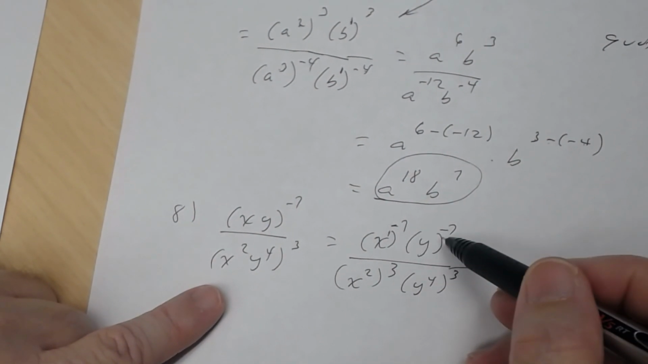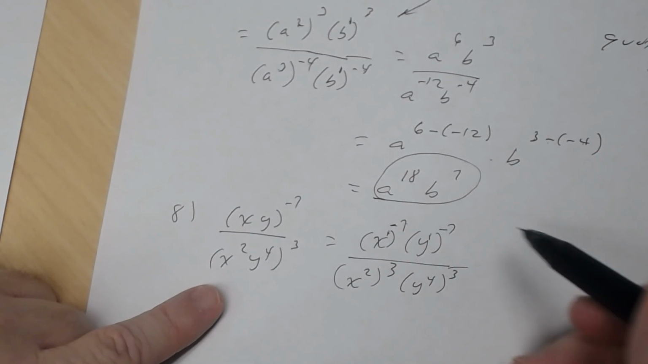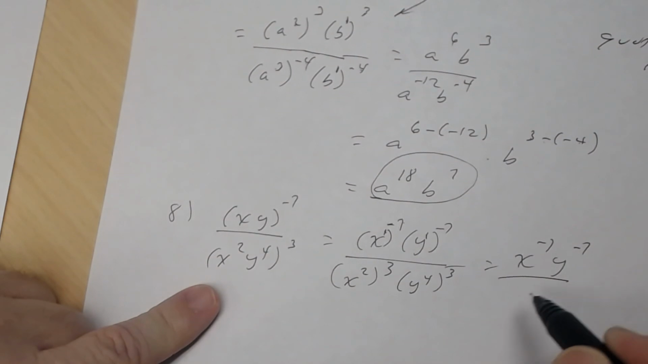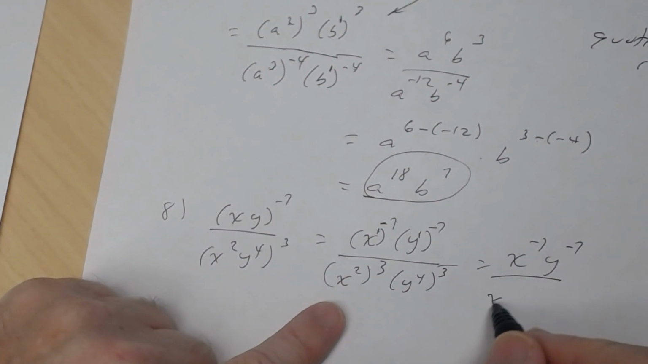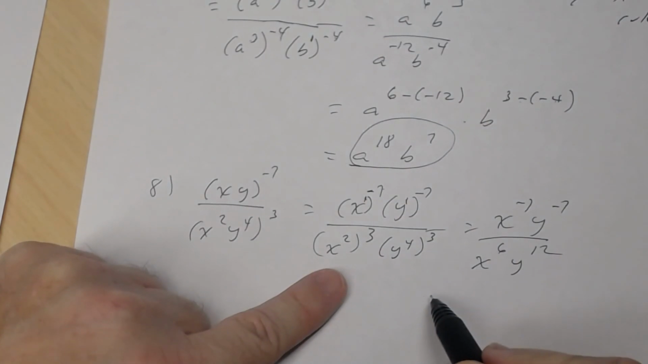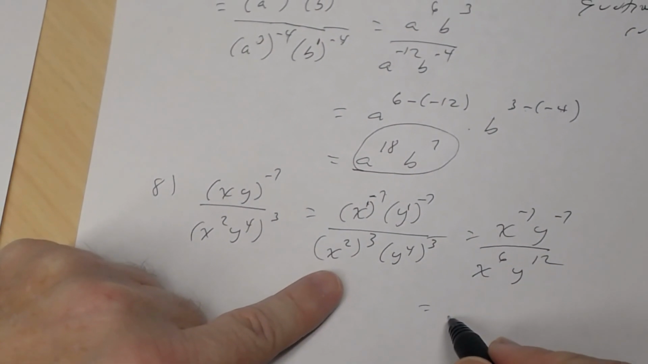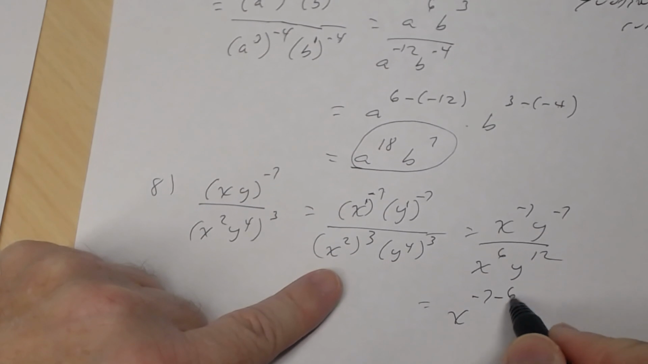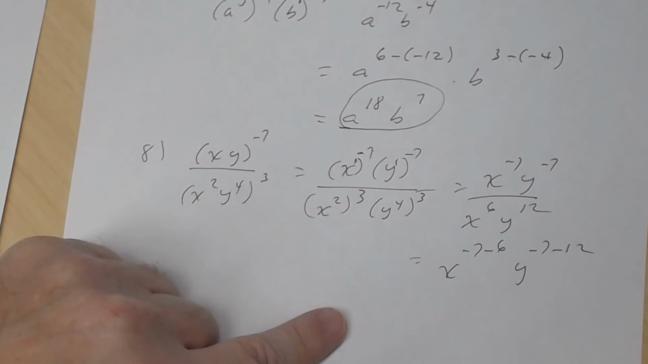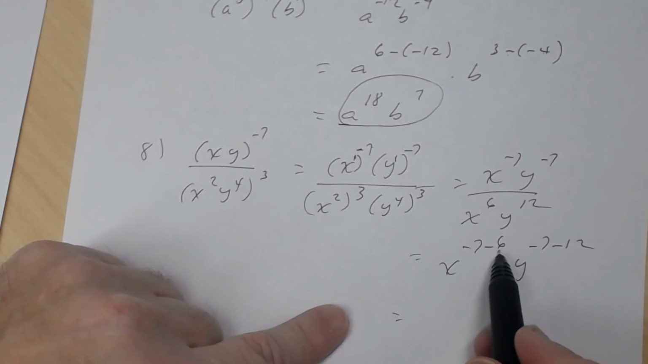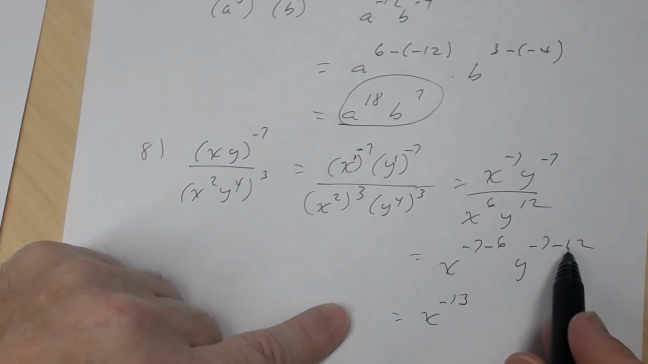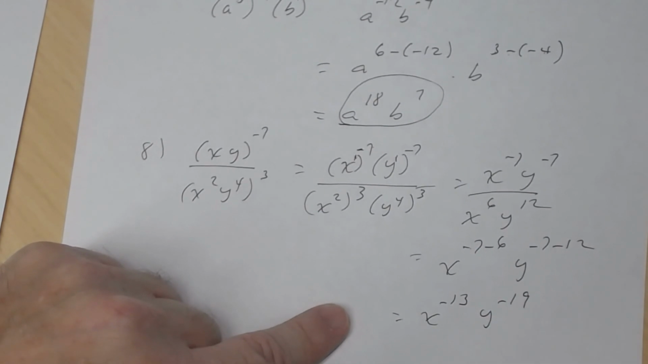So remember, that's a 1, that's a 1. So 1 times negative 7 is negative 7. So that's going to be x to the negative 7, y to the negative 7, divided by 2 times 3 is 6 here. So that's x to the 6, y to the 12. All right, so now I'm going to use the quotient rule. So it'll be x to the negative 7 subtract 6, y to the negative 7 subtract 12. Negative 7 subtract 6 is negative 13. Negative 7 subtract 12 is negative 19.